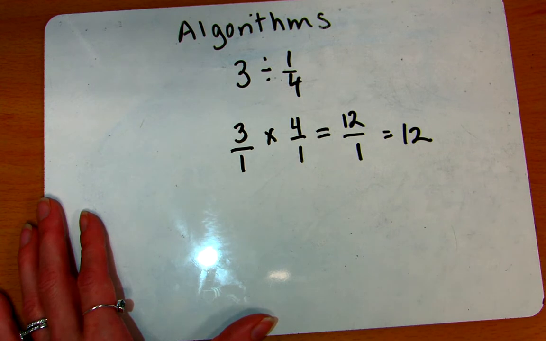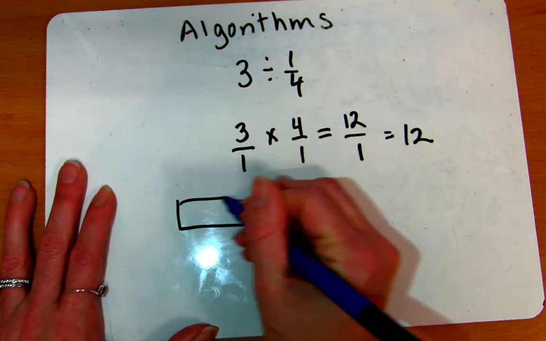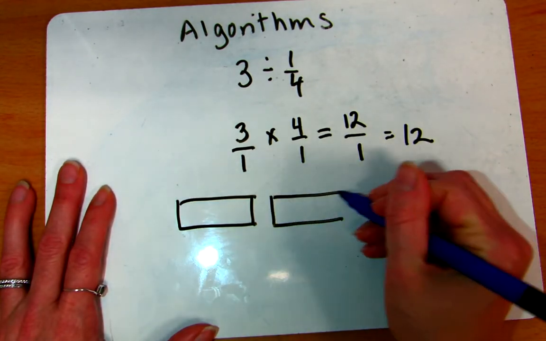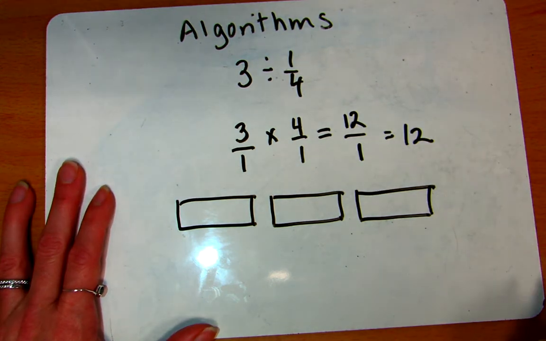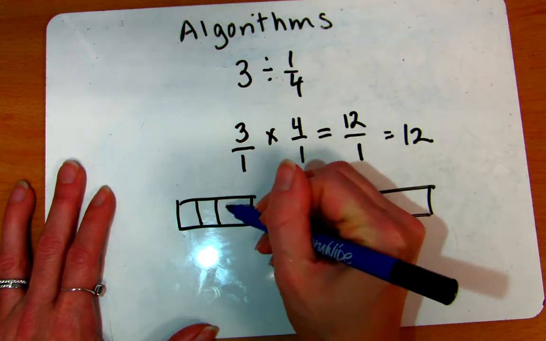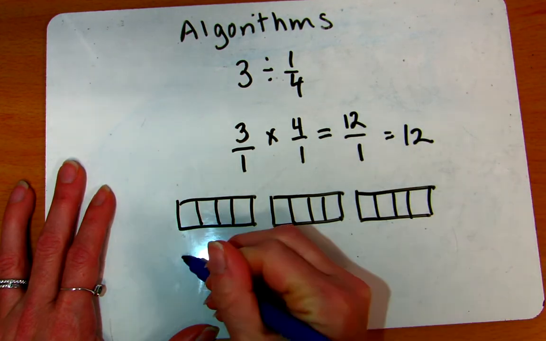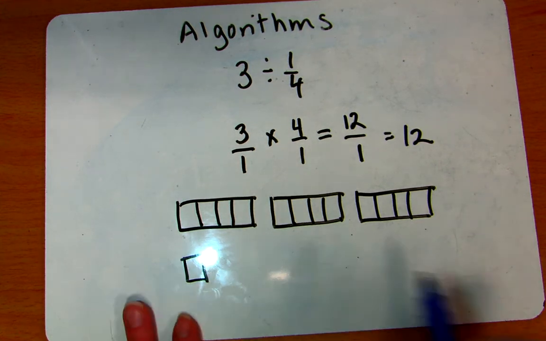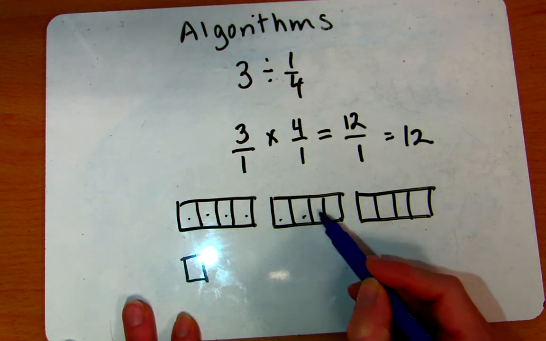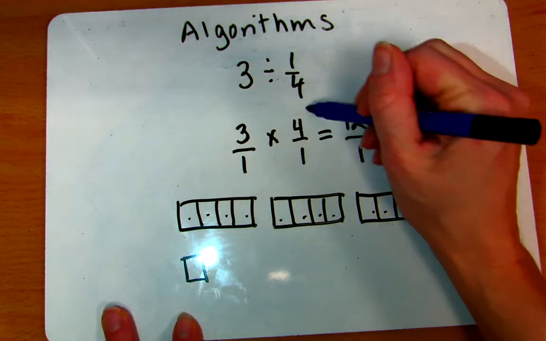Now again, we want to look at why does this actually work? That's the important thing. So I'm going to draw my model and draw 3 holes. 1, 2, 3. So there's 3 holes. Because we're dealing with fourths, I'm going to split them into fourths. And then I want to see how many times 1/4 fits into these 3 holes. And I can count, and I can go 1, 2, 3, 4, 5, 6, 7, 8, 9, 10, 11, 12. Voila, 12, right?